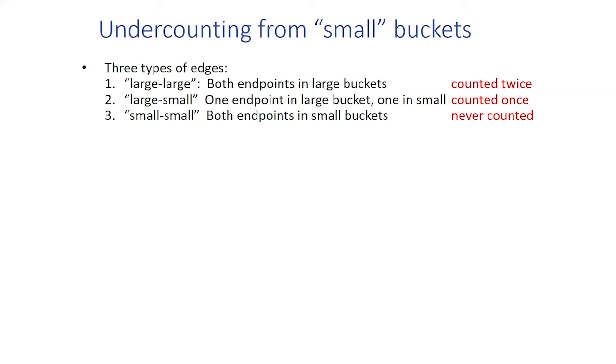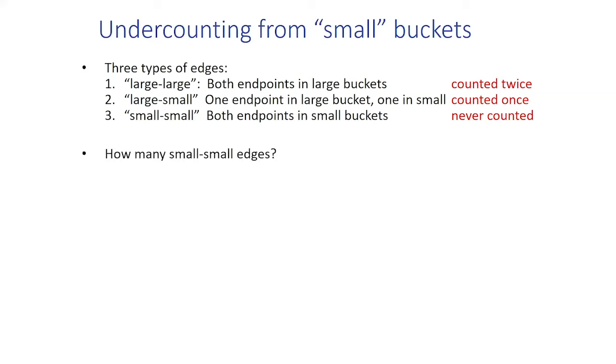Now, for the large-large edges, both endpoints are in large buckets, so they're going to get counted twice, once from the one large side and once from the other large side. For the large-small edges, one endpoint is in a large bucket and one endpoint is in a small bucket, so they're just going to be counted once. And then for the small-small edges, where both endpoints are in small buckets, they never get counted.